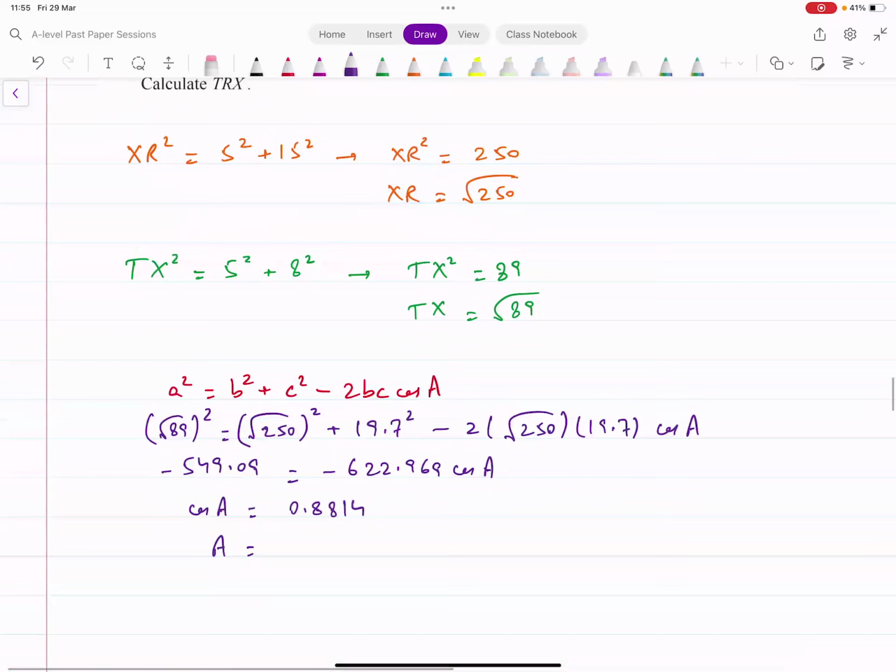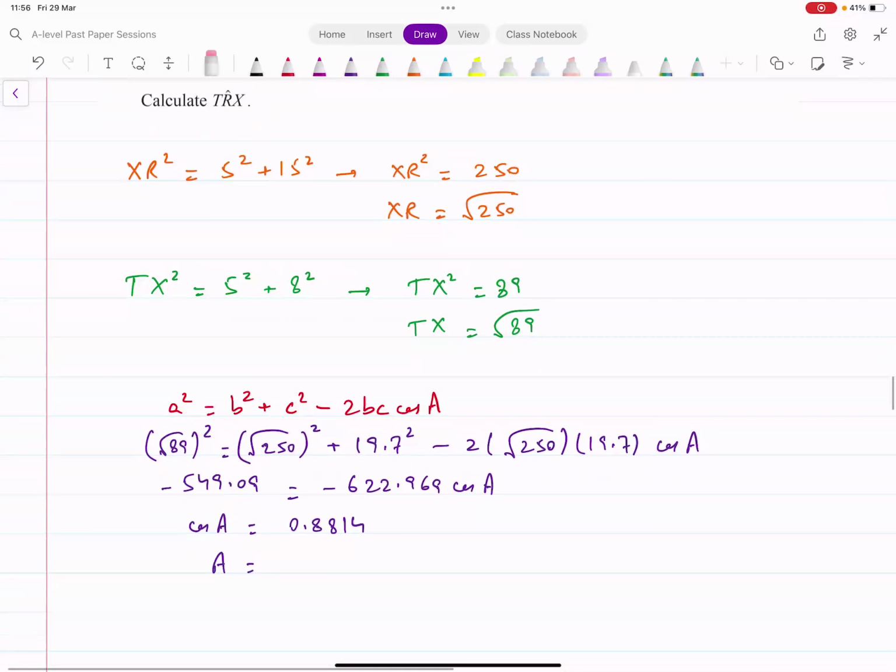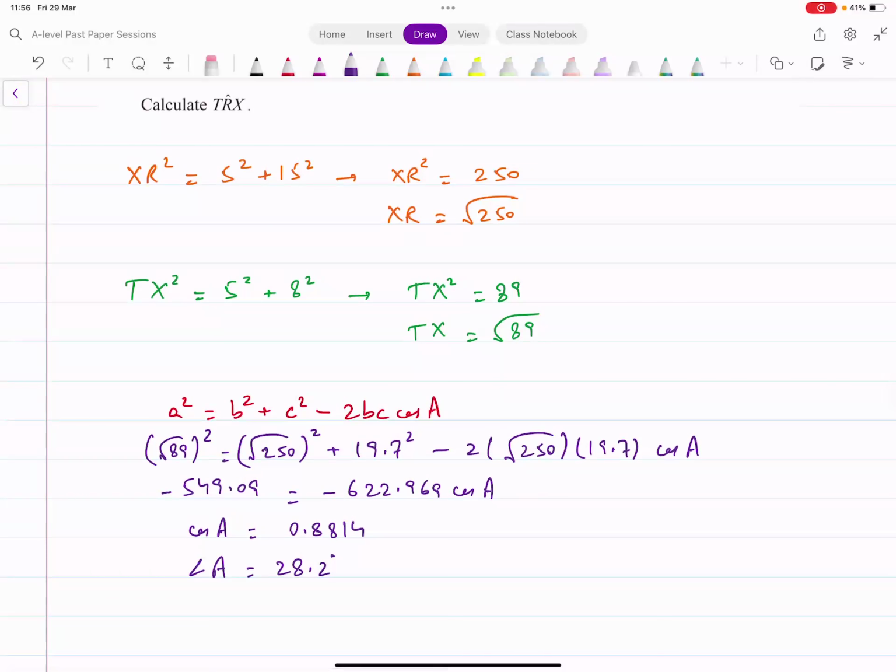What's the angle A now? Angle A was basically this TRX. That's what we were looking for. The angle A in this formula turns out to be 28.18, or we can say 28.2 degrees. That is the angle that we're looking for. That's the angle that we're getting, 28.2 degrees, and that's our final result.